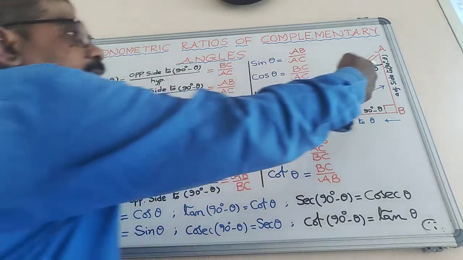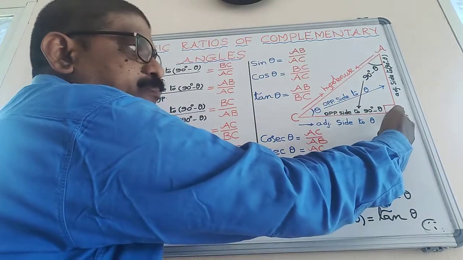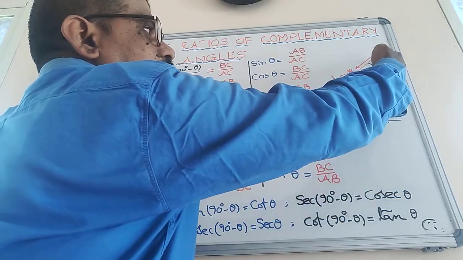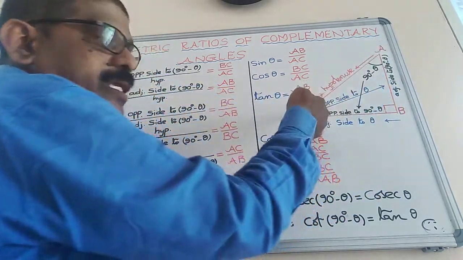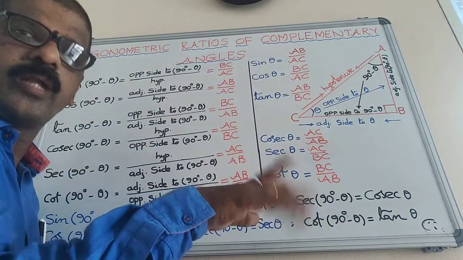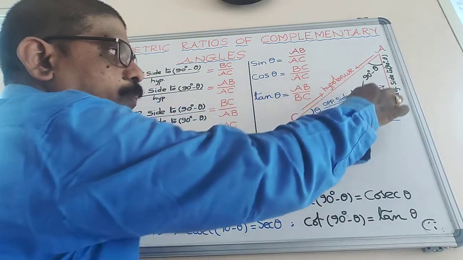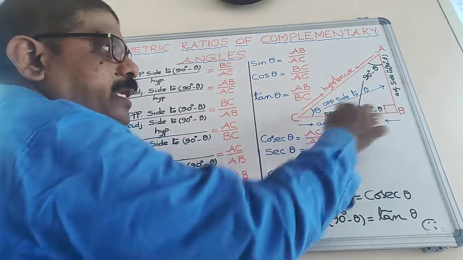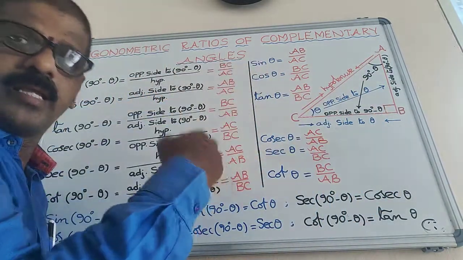So 90 minus theta. Opposite side to 90 minus theta indicates BC. Adjacent side to 90 minus theta indicates AB. AC is hypotenuse. Now sine 90 minus theta can be written as opposite side to 90 minus theta by hypotenuse, which is BC by AC.